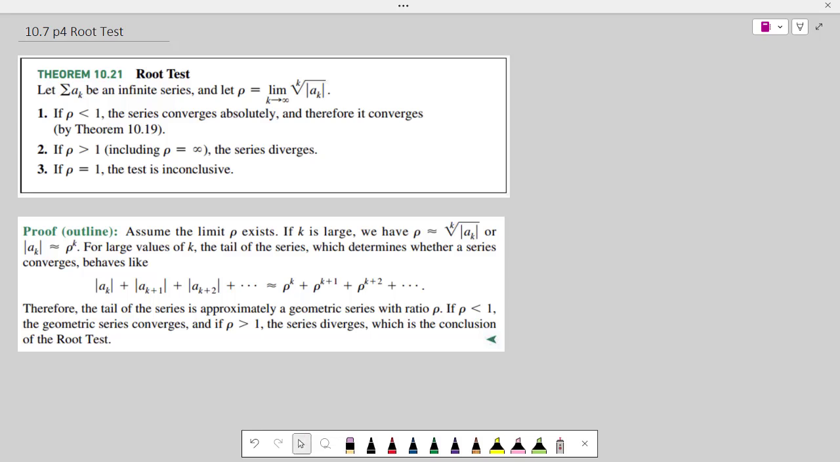Final test, the root test. So the root test, we're going to take the kth root of the kth term. And notice the conclusion is the same as the geometric series. Less than 1 converge, greater than 1 diverge. And then we have an inconclusive if rho is 1. Greek letter, that's not a P, it's a rho.